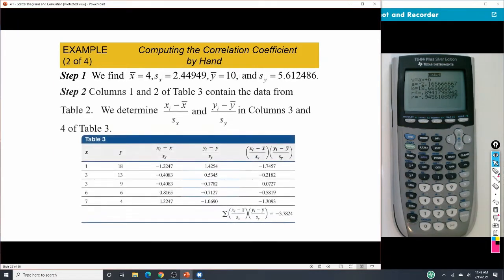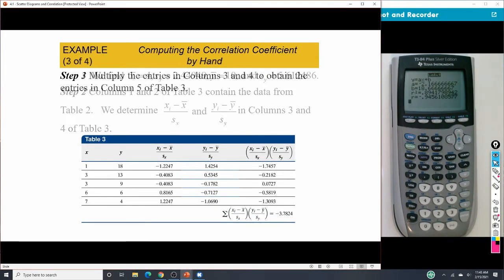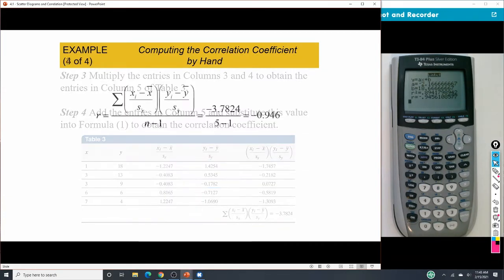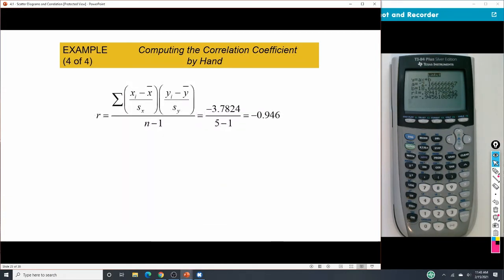Okay, so they go through all the handwork here and they come up with the same number that we did. So as you can see, that calculator is going to help us get a lot better answer when we're doing those things. Okay, so make sure that you have that down.